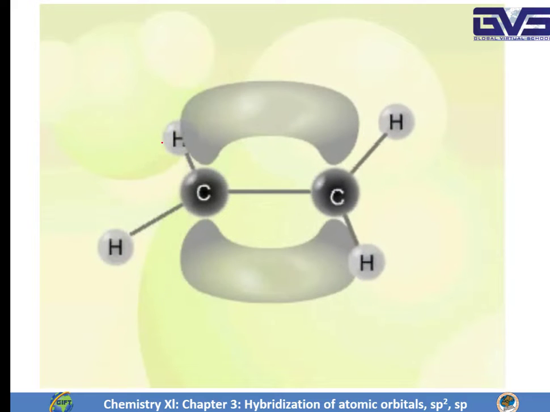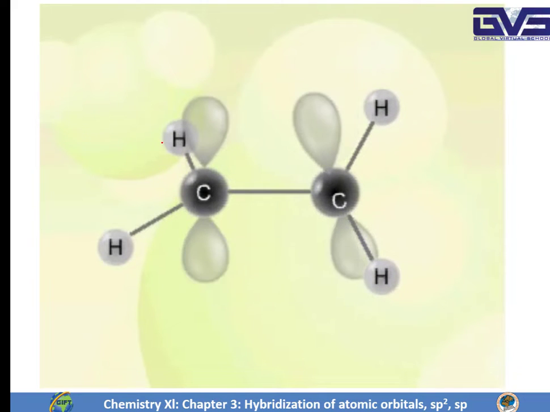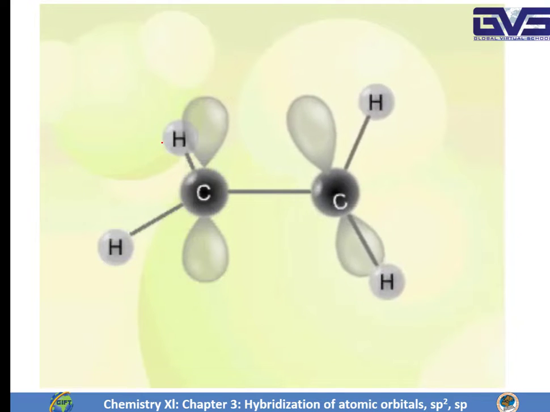If we tried to rotate one CH2 group about the other along the axis of the carbon-carbon bond, one of the p orbitals would also rotate. As a result, the p orbitals of both carbon atoms would not remain parallel to each other.